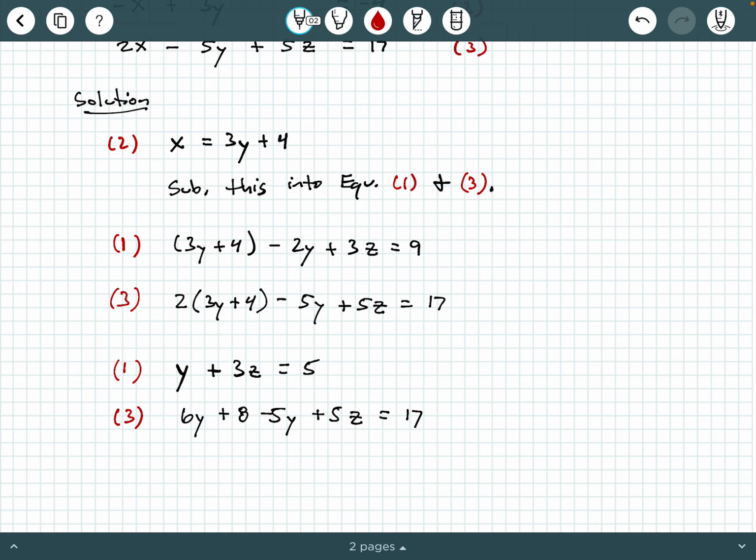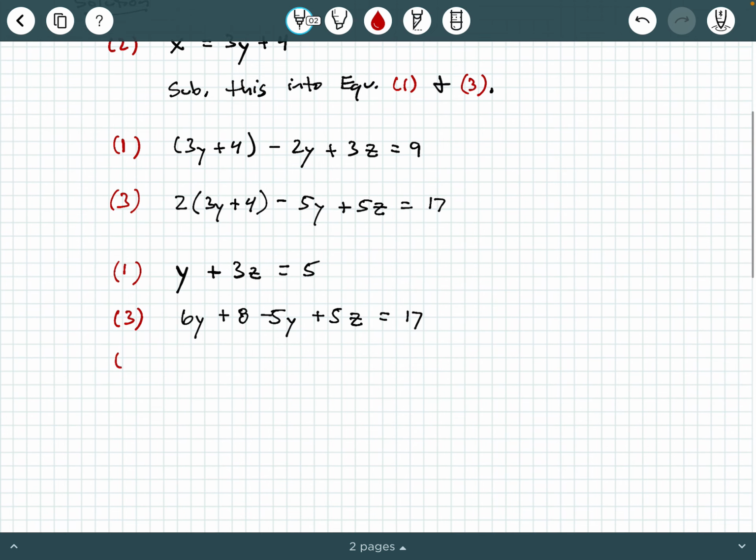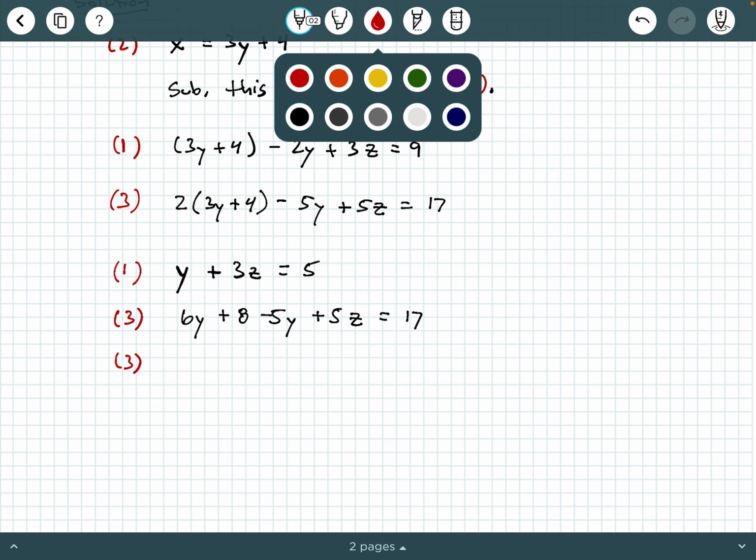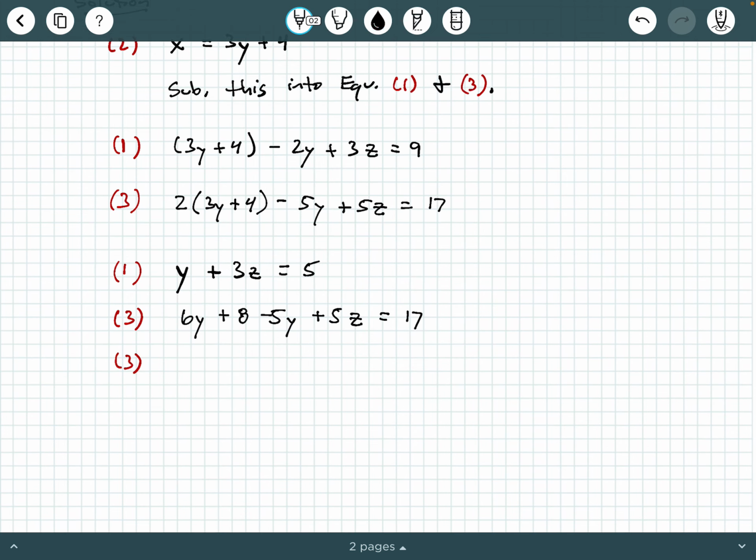And again, equation 3, we need to do a couple more steps of simplification. So I'm going to continue labeling things to make my life a little more organized. 6y minus 5y gives me a positive 1y plus 5z. And I'm going to move this 8 to the other side of the equation. So I should get 17 minus 8 gives me a positive 9 right here, okay?